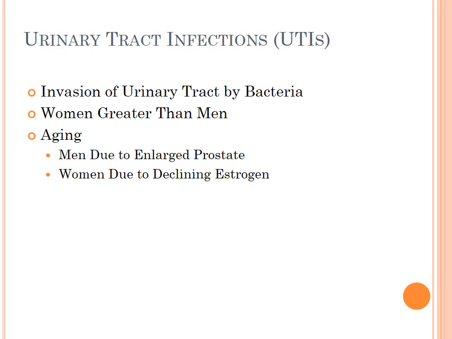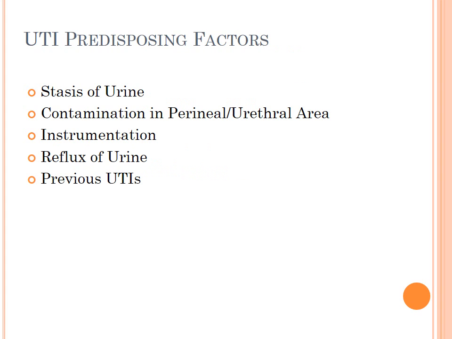We have to divide the urinary tract infections up into upper and lower, and we'll talk about both. With lower urinary tract infections, we're talking about urethritis, prostatitis, cystitis. Cystitis would be bladder. And upper urinary tract infections include pyelonephritis, ureteritis, which can lead to more complications.